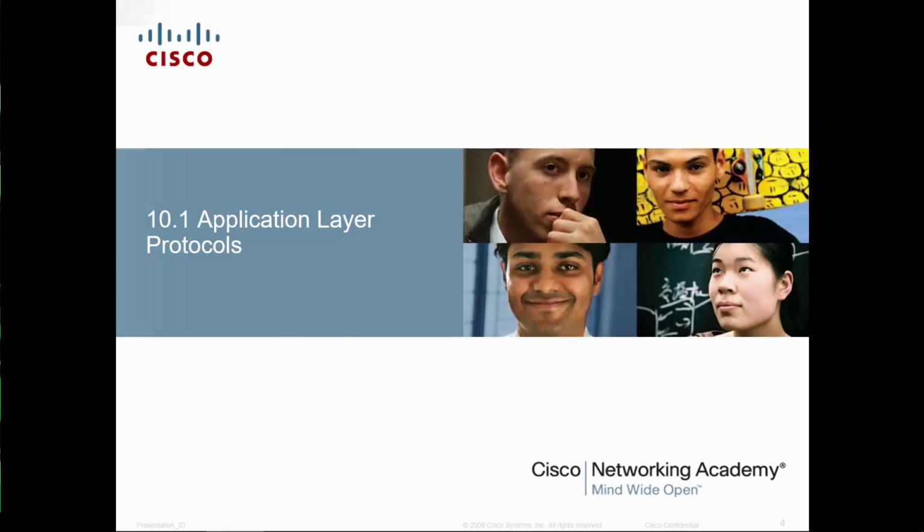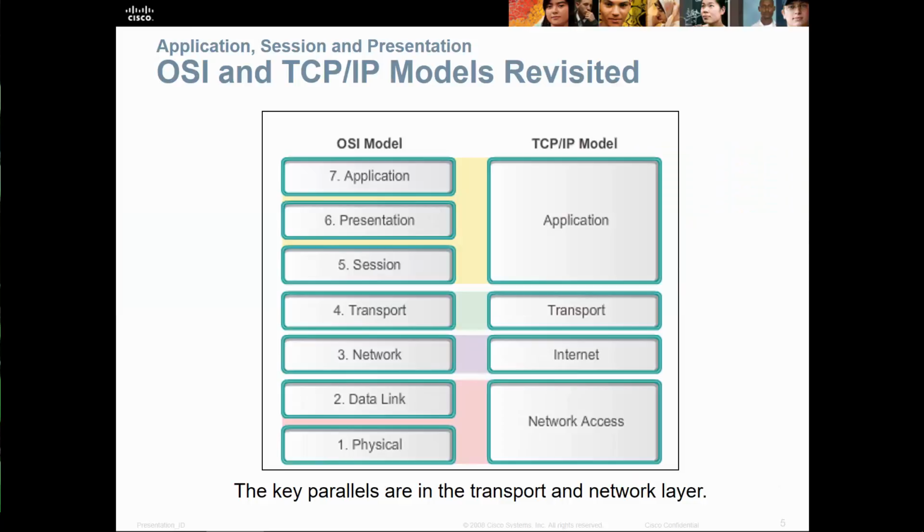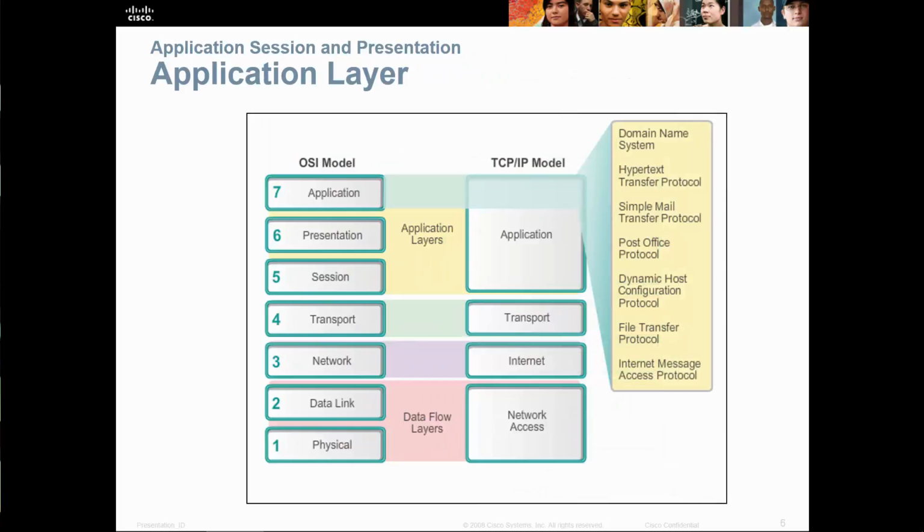So the application layer protocols, these are going to be application protocols dealing at layers 7, 6, and 5 of the OSI model, or the application layer within the TCP/IP model. If we're dealing with the application layer specifically, that's going to be things like DNS, HTTP, SMTP, POP, DHCP, FTP, and instant messaging. Those are all at the application layer.